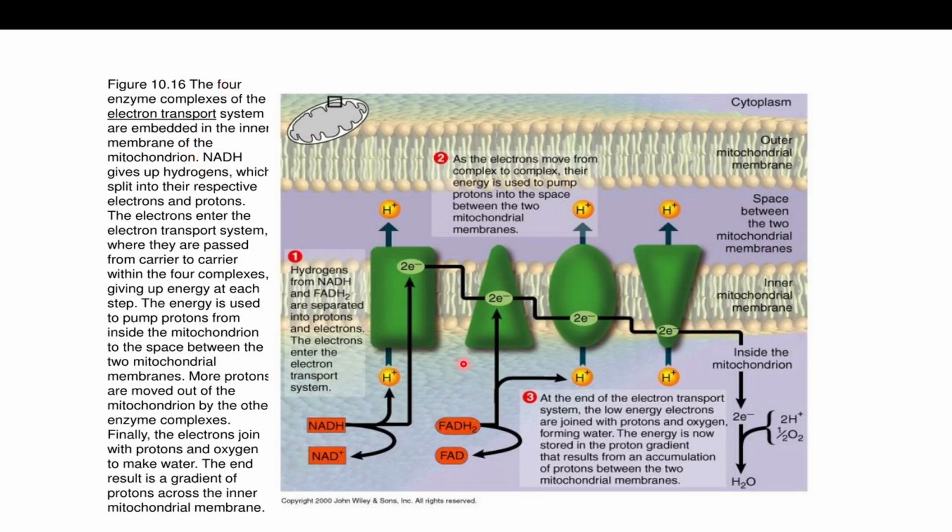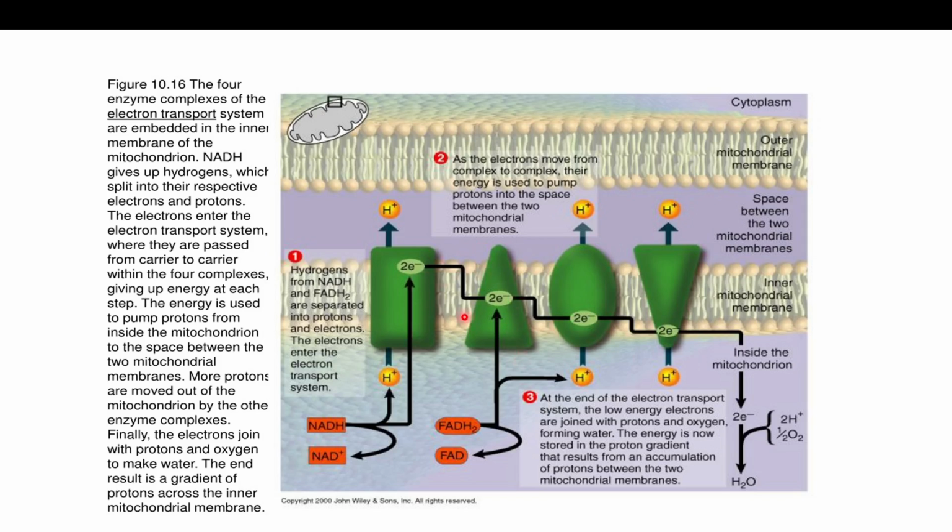These are actually four enzyme complexes, the green ones that we see. These four complexes are part of the electron transport chain, embedded in the inner mitochondrial membrane. The very first step is that hydrogens from NADH and FADH2 are separated into protons and electrons. The electrons enter the electron transport system here, and are eventually passed on to different enzyme complexes downstream, and the H plus are given off in the periplasmic space.